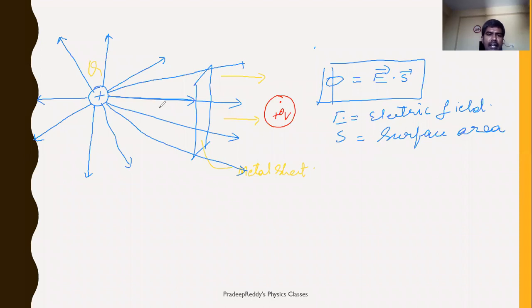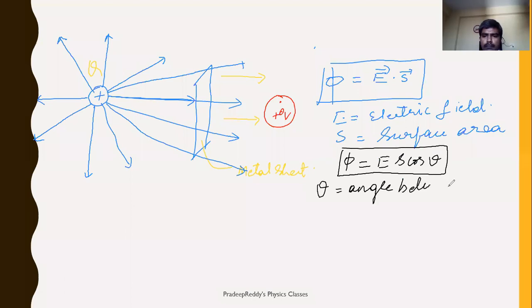Now these electric field lines are permitted by this metallic sheet through its surface area, which is defined as electric flux. So phi is equal to E dot S. E bar and S bar both are vector quantities. Now you can write the same thing like this: phi is equal to ES cos theta, where theta is the angle between E bar and S bar.